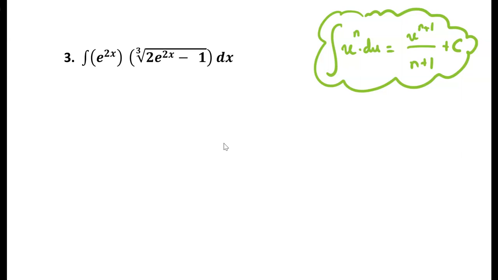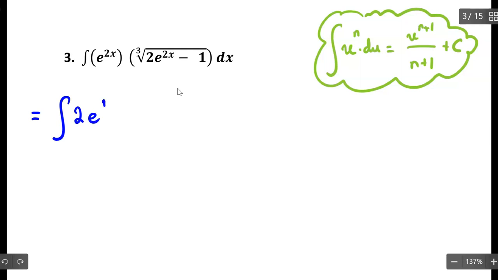Because you have a function raised to an exponent, right here you have the function 2 times e to the 2x, subtract 1, cube root of that, which means you raise that to the exponent 1/3. So what you need to do in this case is write it as the integral of (2e^(2x) subtract 1), all of it raised to the exponent 1/3, and I write e raised to the 2x dx at the end, because I know that this will become my differential factor.